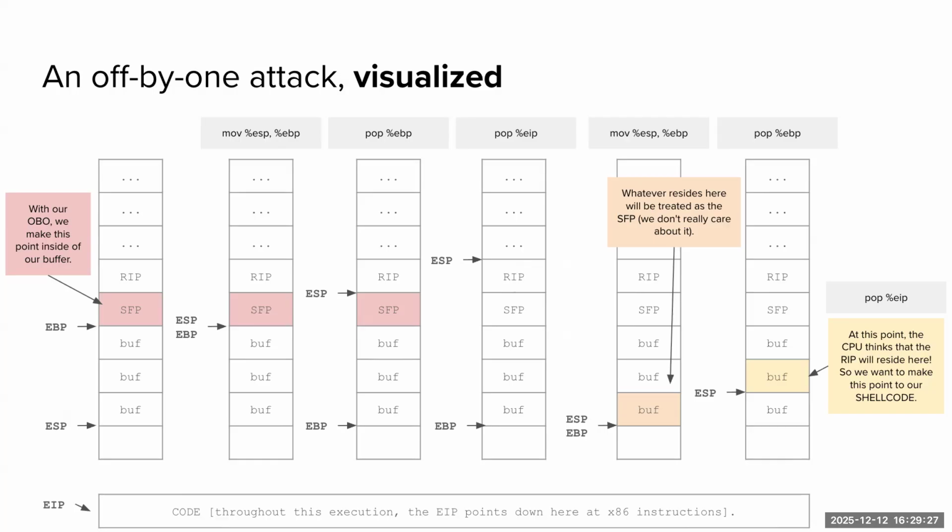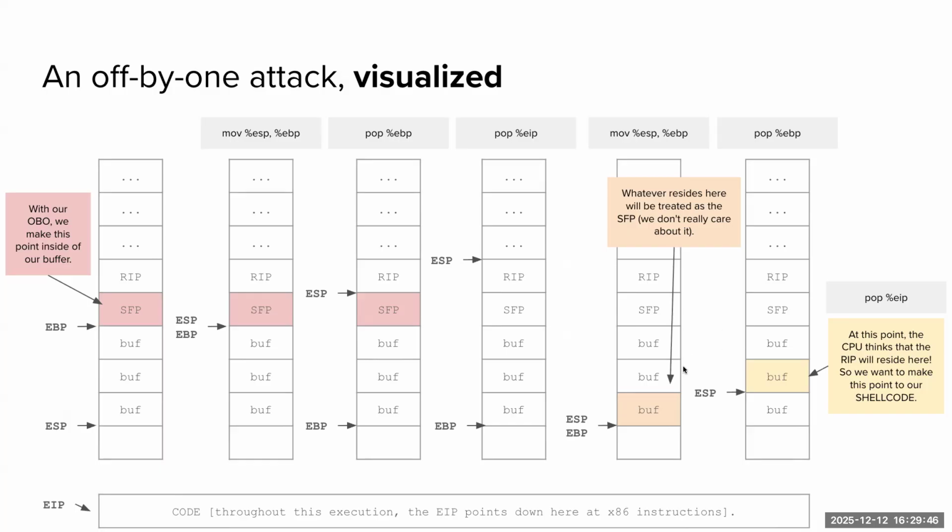And now we believe that we're looking at main's SFP and RIP, right? We believe that right above the stack pointer should be the SFP of main, and right above that should be the RIP of main. But instead, we're not. We're actually somewhere in a buffer that the user could control.